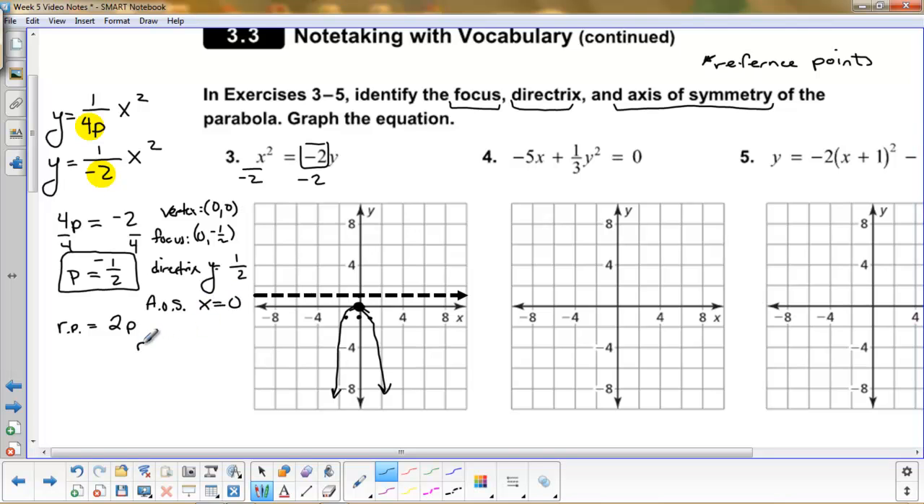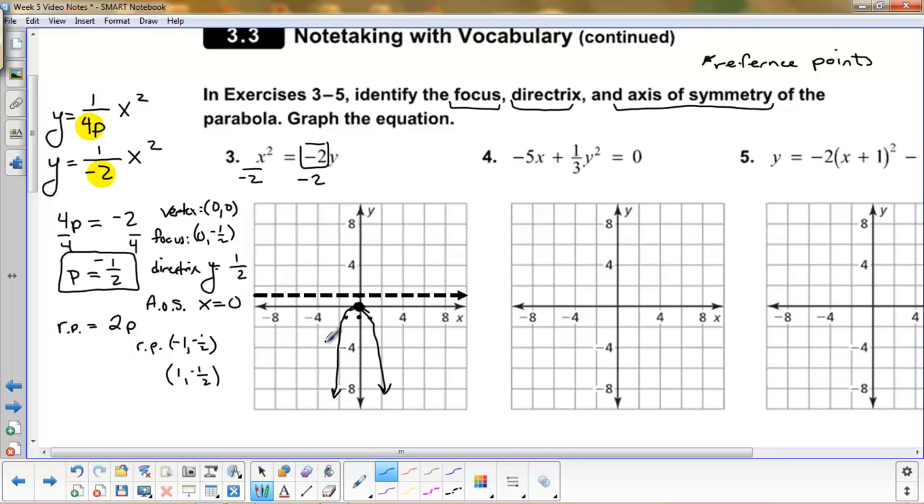My reference points are both ordered pairs. And in this case, they're at -1/2 and over 1 and -1. So that means my first ordered pair is (-1, -1/2). And my second ordered pair is (1, -1/2). And those are the critical values that you need in order to graph these things accurately.